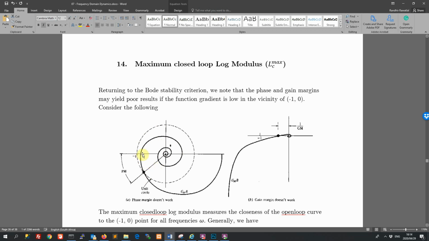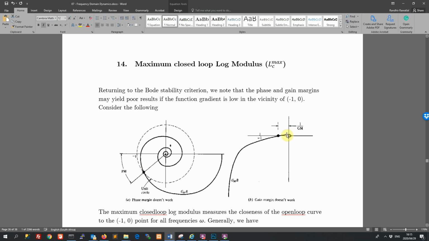So if we just went by the phase margin alone, this would look like we have a wide margin, whereas in fact it's not a wide margin. So we have to look at both simultaneously. We would be able to see from the magnitude ratio that we are quite close, whereas if we just looked at the phase margin, we wouldn't seem to be quite close. And then the reverse is true here.